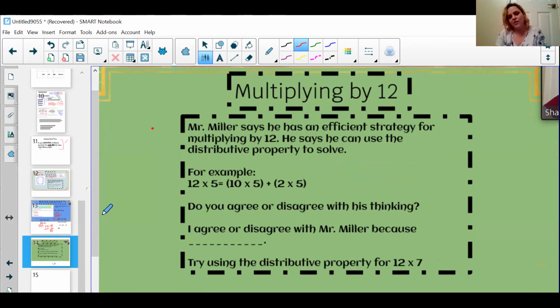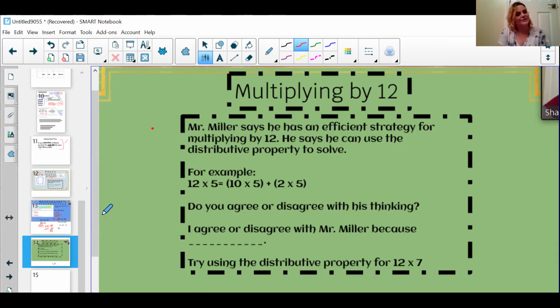So for multiplying by 12, Mr. Miller says he has an efficient strategy for multiplying by 12. He says he can use the distributive property to solve. For example, 12 times 5 is the same as 10 times 5 plus 2 times 5. Do you agree or do you disagree with Mr. Miller's thinking? And I want you to write in your math notebook, I agree or disagree with Mr. Miller because, make sure you're writing a juicy, juicy sentence for that. So pause so that you can do that in your notebook.